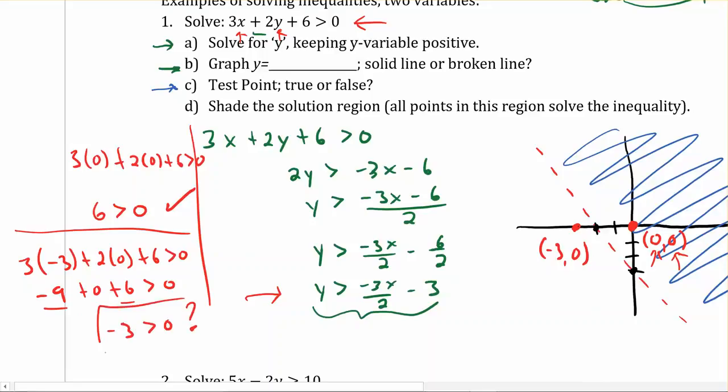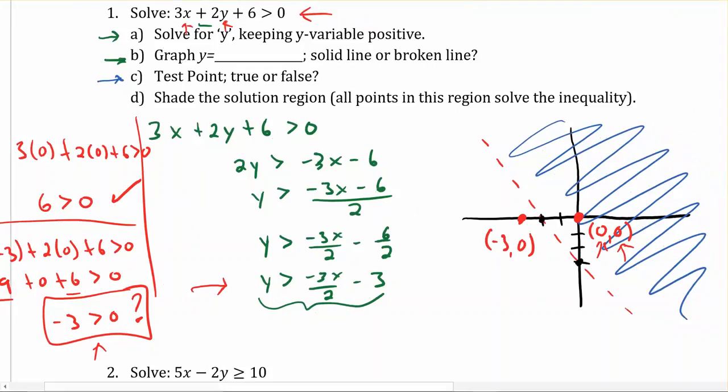That doesn't make sense, right? That doesn't check out, which proves that's right. That's on the wrong side of our inequality, so that shouldn't make sense. That shouldn't be true. Okay, so we've already done D as well. That's just shading the region that we did on that side of the graph.